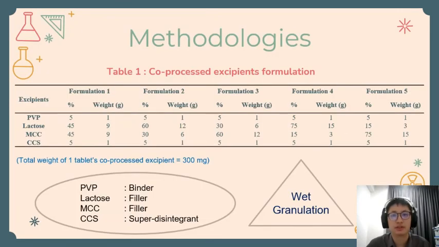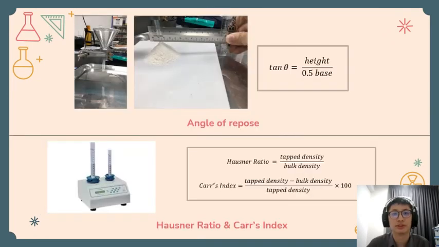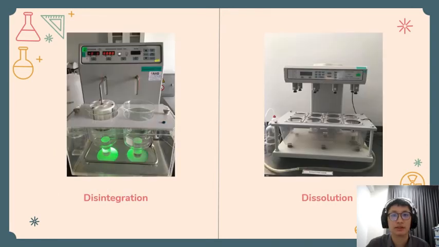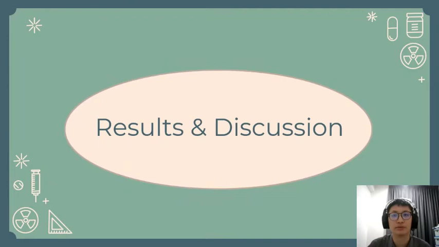This table shows the 5 formulations of co-processed excipient that I use. I use wet granulation to make the co-processed excipient. The pictures show the apparatus and testers that I use to find the angle of repose, hardness ratio, Carr's index, weight variation, content uniformity, hardness, thickness, friability, disintegration, and dissolution tests. Now we proceed to results and discussion.